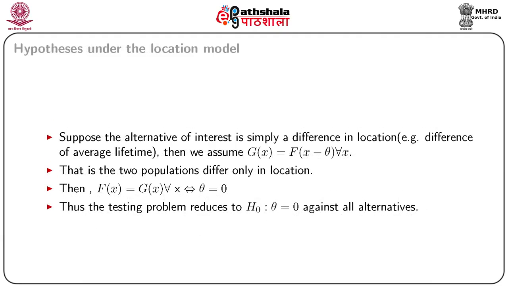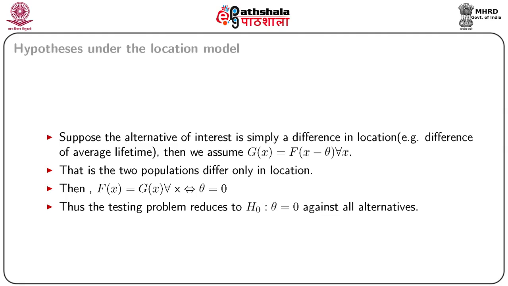Now, if we look at the box plot of the two datasets, we find that the two datasets vary only with respect to location. Thus, we start with the assumption that the two populations differ only in location, so that we can infer about the difference in average lifetime.